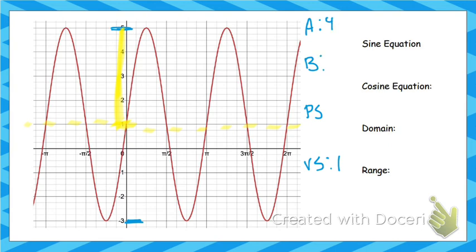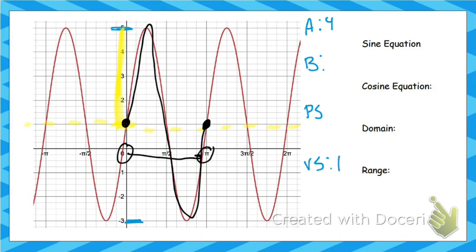B value, 2 pi divided by the period. So let's find the period. That's a little harder on this one. I did not give you some good markings. Let's use our middle points. I could go from this point right here, and this graph would repeat itself here. So from 0 to pi, this completes one cycle. So the period is pi. So the B value is 2 pi divided by pi, which is 2.